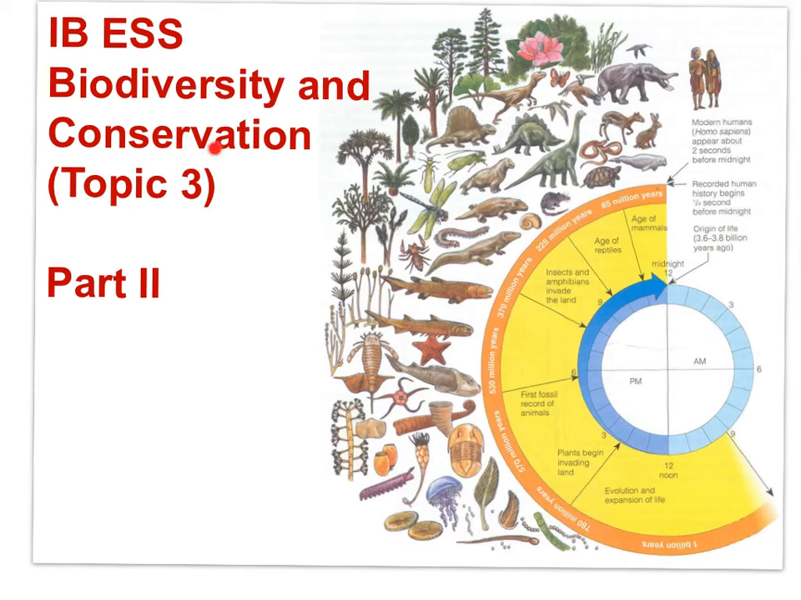ESS Biodiversity and Conservation Part 2 will focus on the mechanism of natural selection and the formation of new species, a process known as speciation. The significant ideas are: evolution is a gradual change in the genetic character of populations over many generations, achieved largely through the mechanism of natural selection.